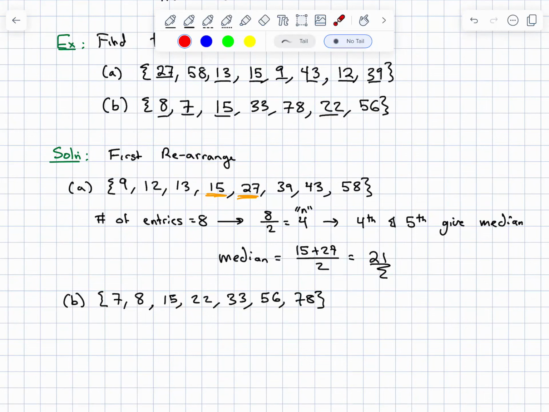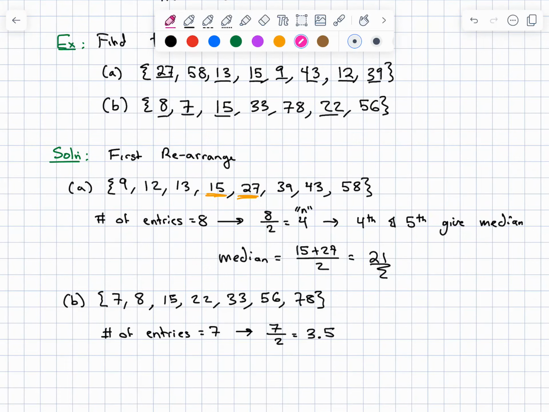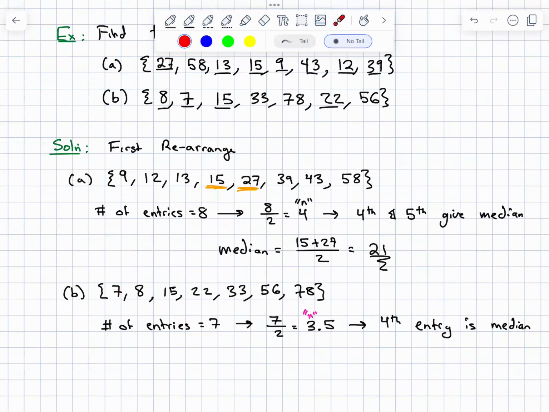So for here, the number of entries equals 7. So I take 7 and I divide it by 2, which would give me 3.5. So this is my n value. N is 3. So the n plus 1 is going to be the middle. Essentially, you're rounding it up. So the fourth entry is the median. So 1, 2, 3, 4. So 22 is the median.